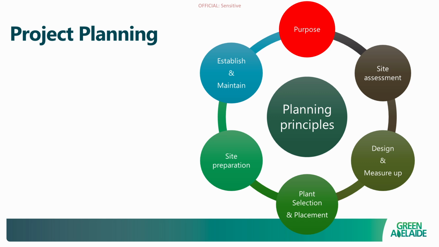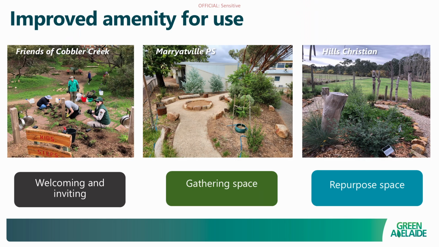The first planning principle, and probably one of the most important ones, is what is the purpose of your site? What I'm going to do now is just show you some examples of projects that we've funded in the past that have different purposes. The current slide, as you can see, has examples of outdoor spaces that were created to improve the amenity for use.